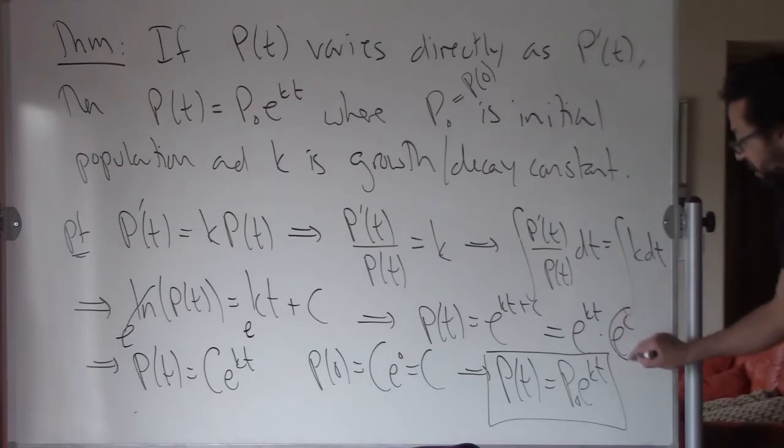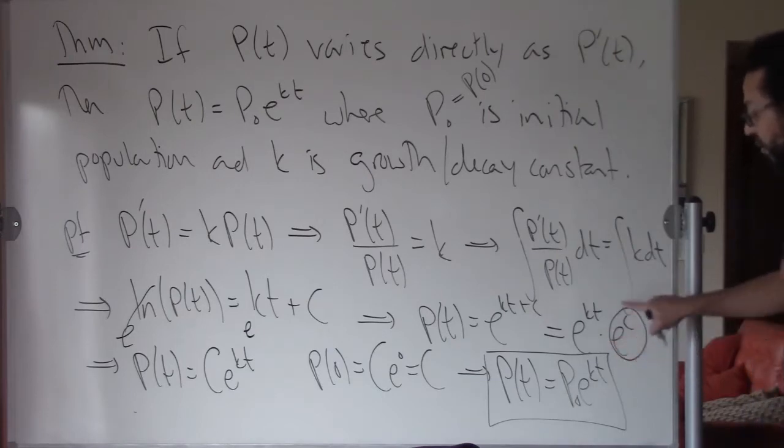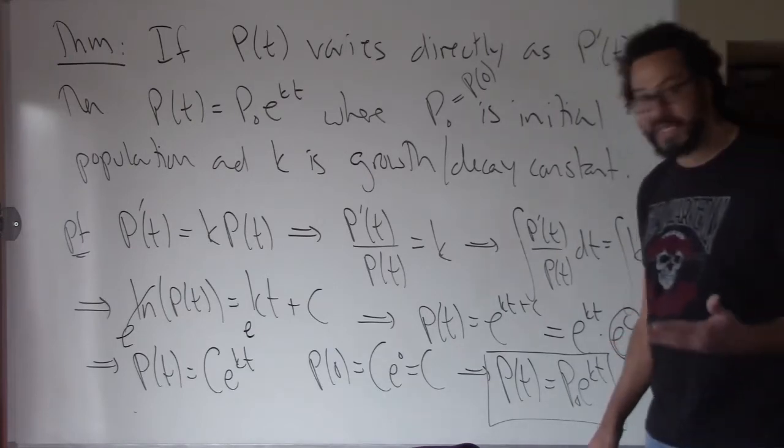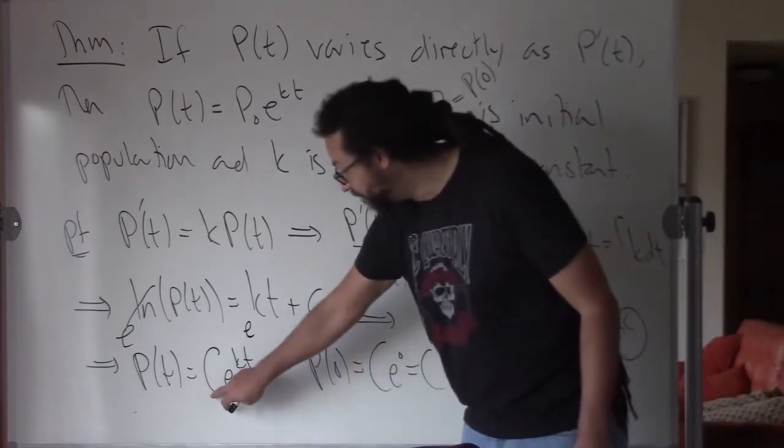And I'm just going to go ahead and call this thing e to the c. It's a constant because c is a constant. So I'm just going to call this whole thing c. So that's what we mean by absorbing constants as much as possible. I'm just going to give this thing the name c.